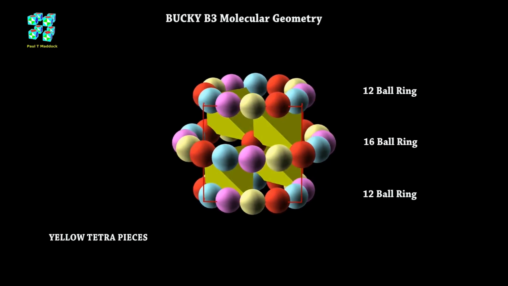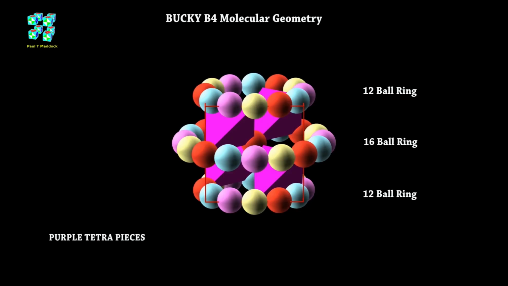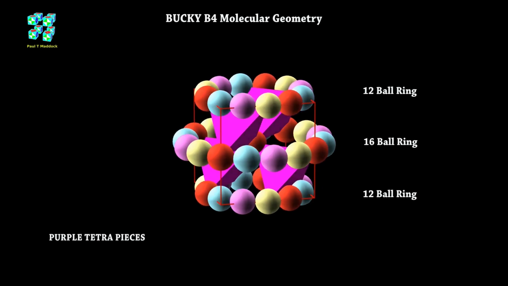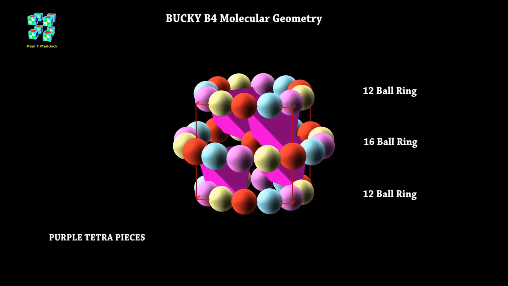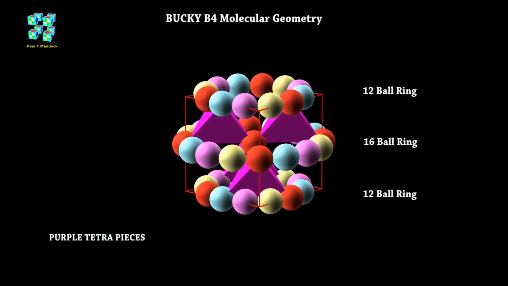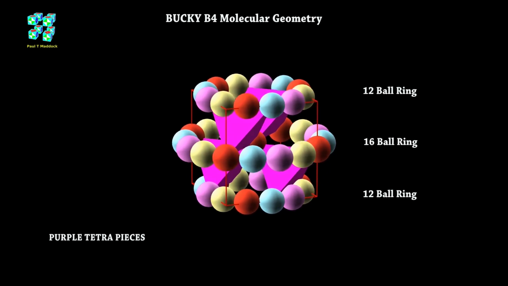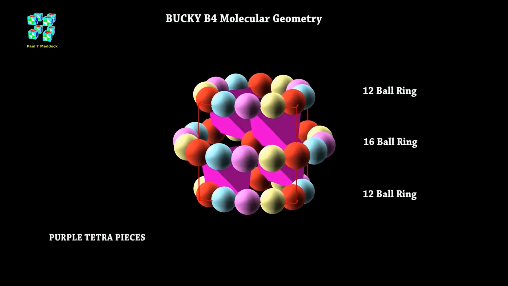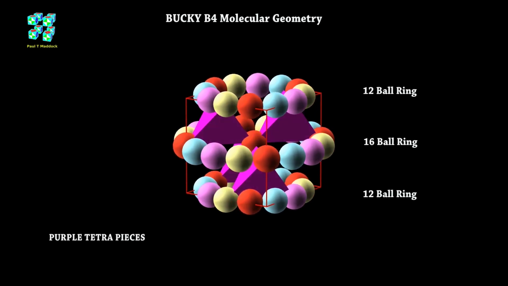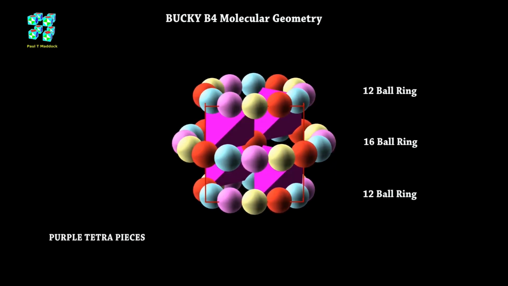Okay, the next one I'm going to show you is the B4, and this is going to be the purple tetrahedrons. And you can see on this one, the vertices of the purple tetrahedrons all line up in the center of the quad step balls.